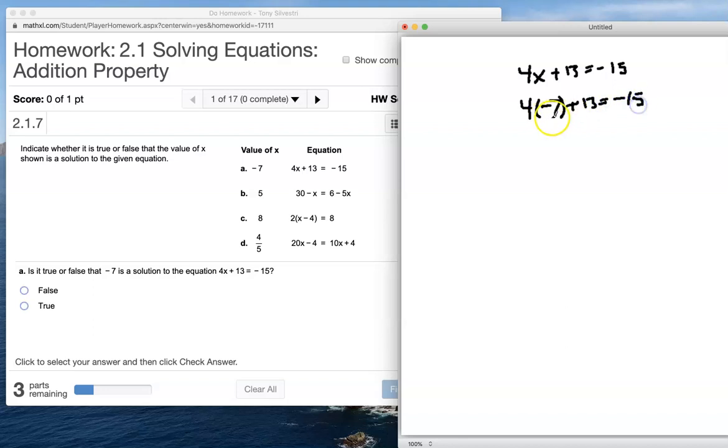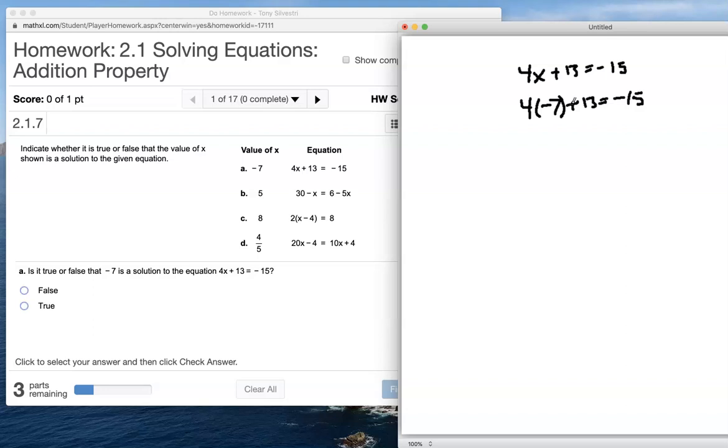If you don't put parentheses around that, what do you see? Pretend the parentheses weren't there. It would look like 4 minus 7, and that's obviously not what you want. You're not going to subtract. You want to multiply. So make sure you put parentheses around the number that you're using to do the substitution.